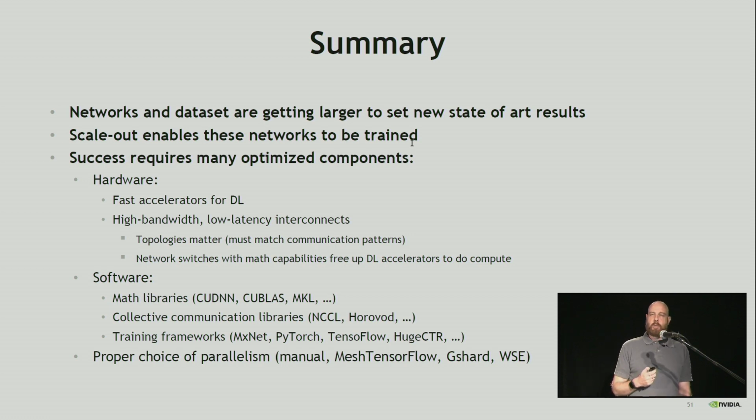And then you need somebody to make proper choices of which parallelism to choose for your particular network. That can be done manually, and that still happens quite a bit. And then you have packages like Mesh TensorFlow, GShard, or WSC from Cerebras that we'll hear about later on today that try to automate some of that work for you. And I guess with this, I'll wrap up, and we'll see if we have any questions that I can try and answer.